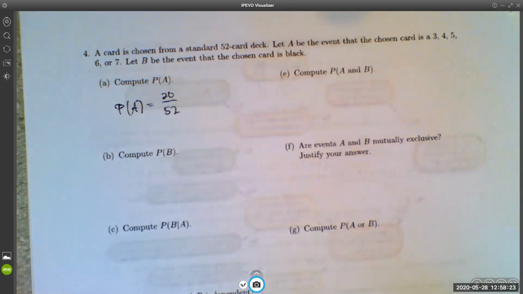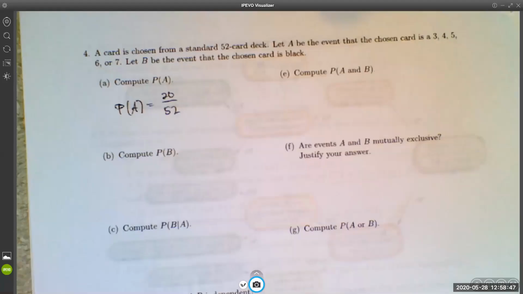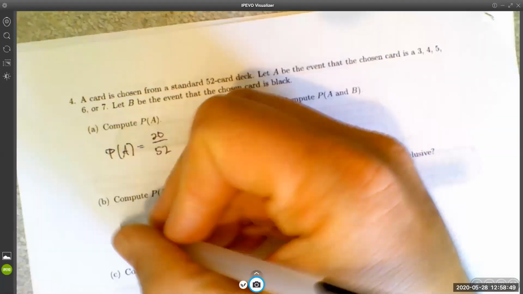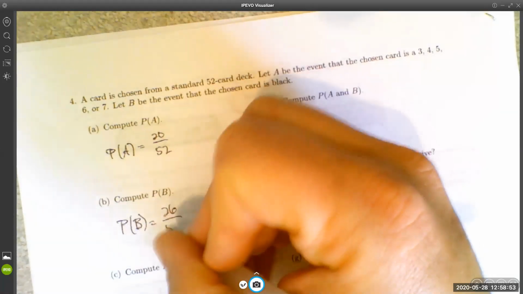Now B is the event that the chosen card is black. Let's see if we can compute the probability that B occurs. How many black cards do we have? We have 1, 2, 3, 4, 5, 6, 7, 8, 9, 10, 11, 12, 13, 14, 15, 16, 17, 18, 19, 20, 21, 22, 23, 24, 25, 26. So 26 black cards out of 52 cards in total. So the probability that we choose a black card is 26 out of 52.